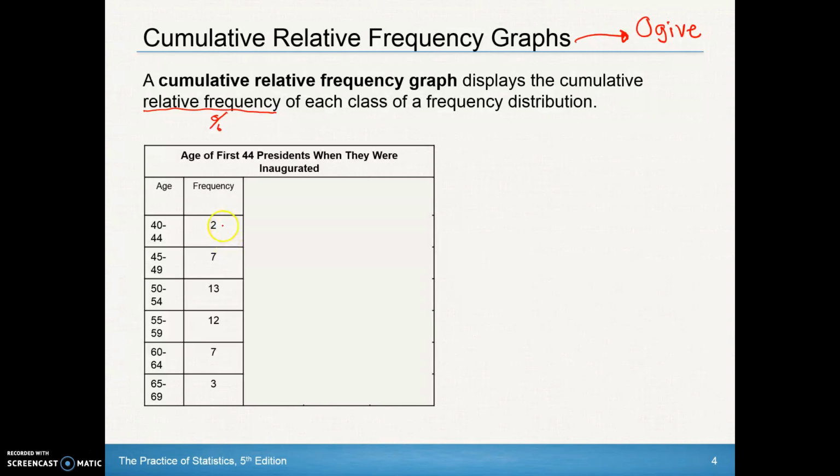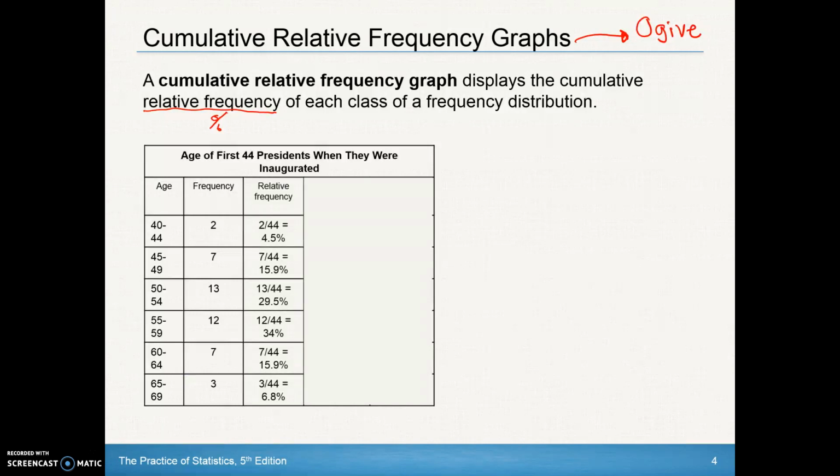So we can see that we've got 2 presidents that were inaugurated when they were between 40 and 44, etc. We've got 3 presidents that were inaugurated with their ages between 65 and 69. So we can calculate the relative frequency, which is just simply, again, that percent. So again, 2 out of 44, 7 out of 44, those are the individual percents of each of those different classes. But we're interested in finding the cumulative relative frequency.